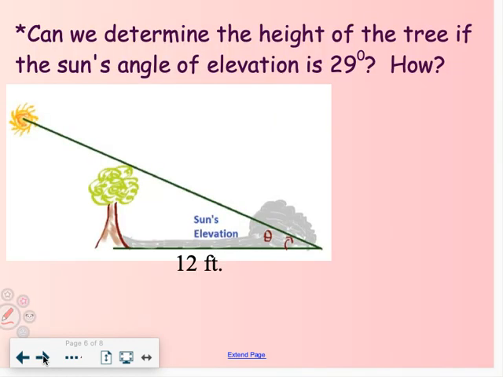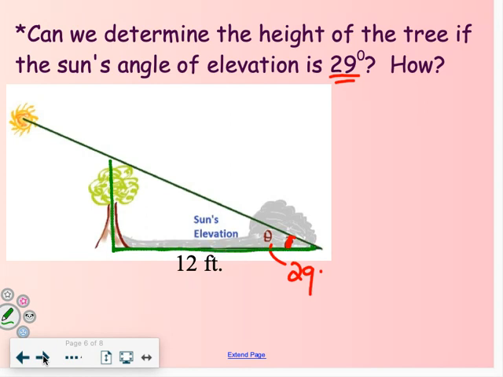So moving on to the next one here. We have this tree here. We're trying to find the height of the tree using the angle of elevation to the sun, from the ground to the sun. And it says the angle of elevation is 29 degrees. So that means this angle right here, this theta, we use that Greek letter, theta is 29 degrees. What we are trying to find is the height of this tree.